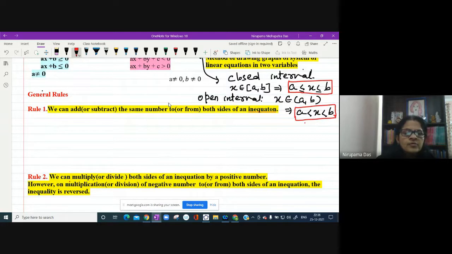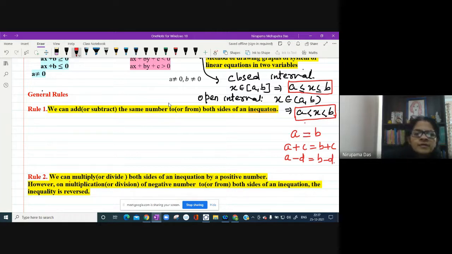First rule is we can add the same number to both sides of an inequation, or we can subtract the same number from both sides of an inequation. In the case of an equation, we write like this: if a equal to b, then a plus c equal to b plus c, same number can be added to both sides of the equation. Or you may write a minus d equal to b minus d, right?